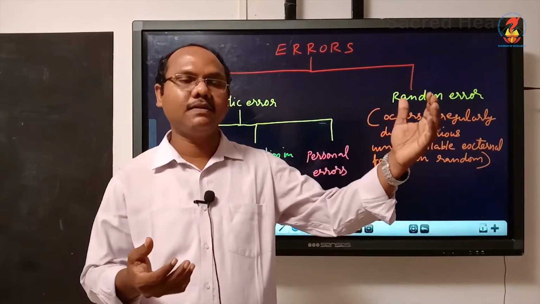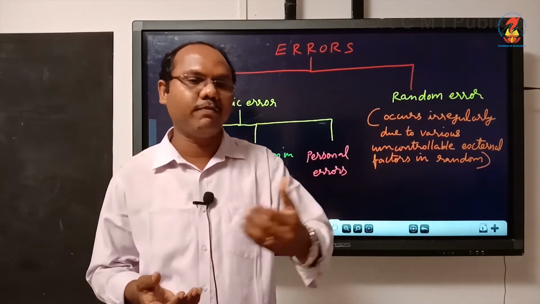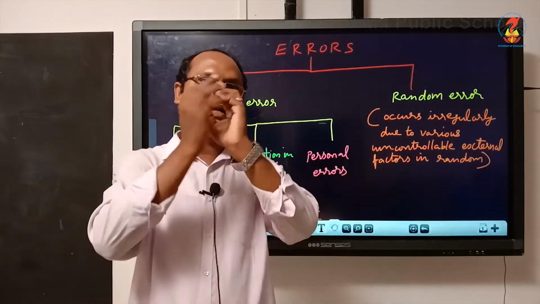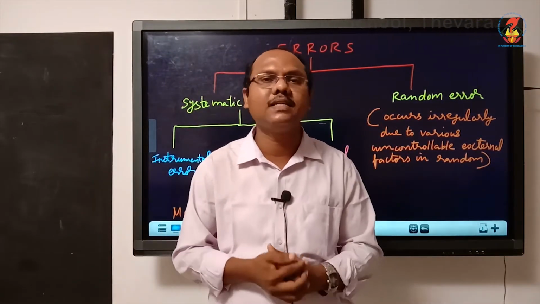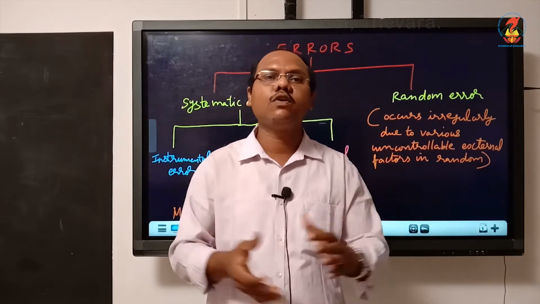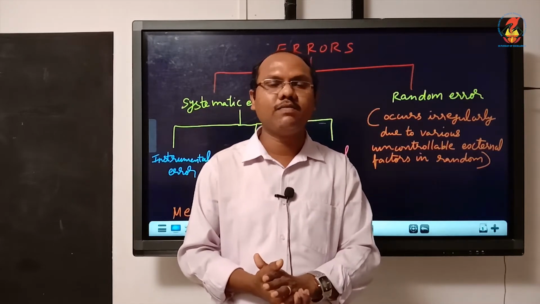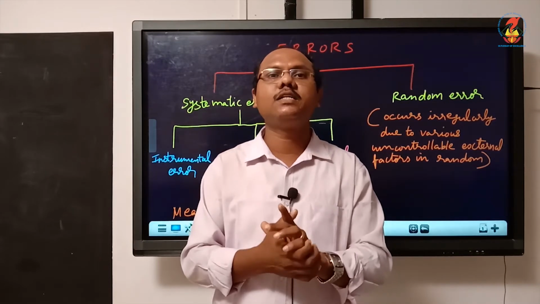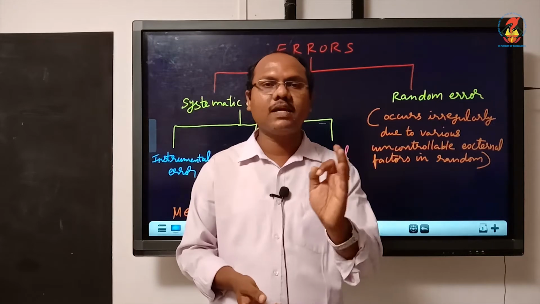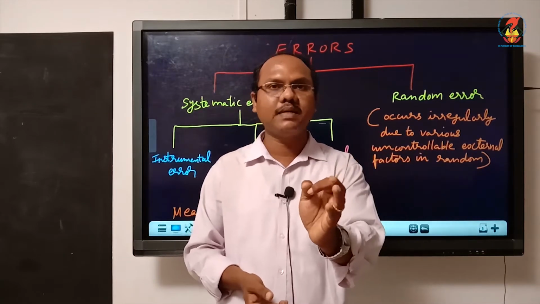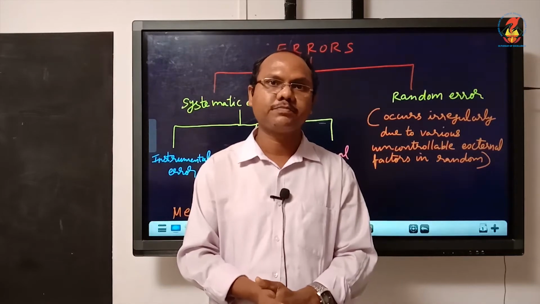So we will get values from different students. Say for example, 10 students took the reading and I collected the value of all the 10 students. I take the mean of that. The mean value of the 10 observations will give us the true value. Okay? The mean value, the average of all the 10 measurements, will give me the true value of the measurement.